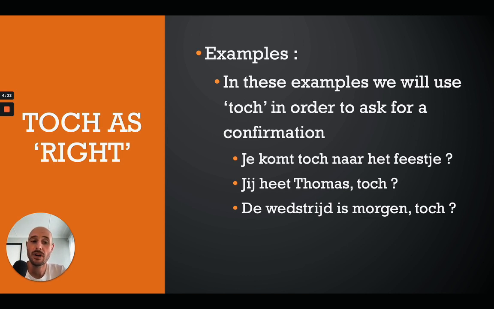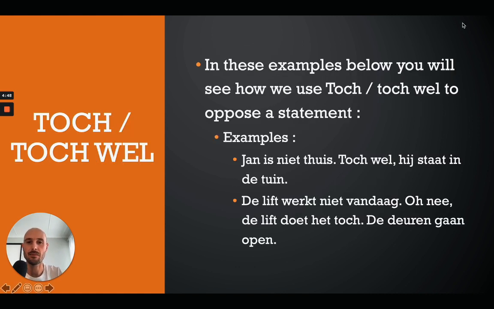You're coming to the party, right? So you're asking that to the person who's possibly coming to the party. And he will say, yes, I'll be there. Jij heet Thomas, toch? Your name's Thomas, right? You're almost sure, but not 100%. So that's why you use that toch. De wedstrijd is morgen, toch? The game is tomorrow, right? Yes, the game is tomorrow. And again, you will get your confirmation. Alright? That is the second example.